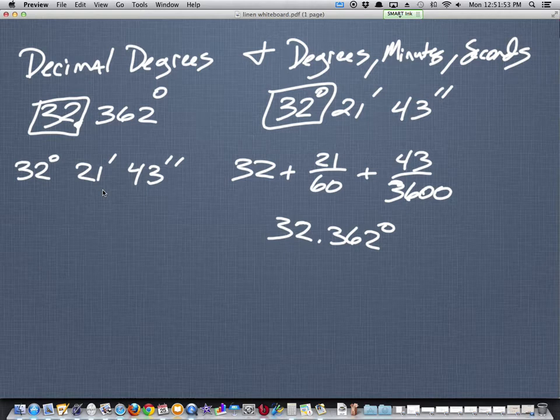So, converting between degrees and radians. What are my two conversion factors? Pi over 180 and 180 over pi. When I'm converting between degrees and radians.